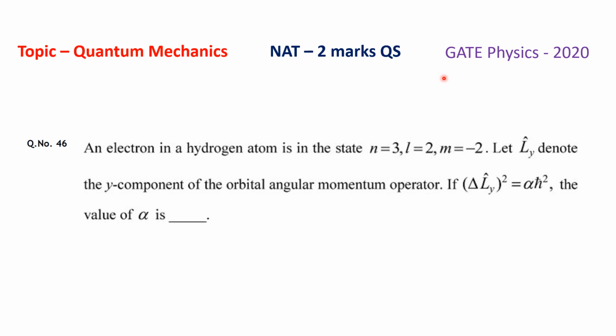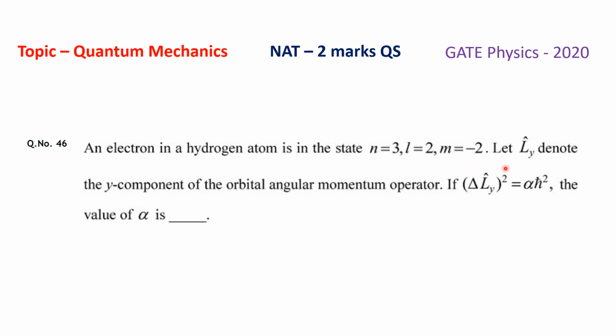This question was asked in the GATE Physics paper 2020. This is a numerical answer type question having 2 marks, and the topic of the question is quantum mechanics. The question is, an electron in a hydrogen atom is in the state n equals 3, l equals 2 and m equals -2.